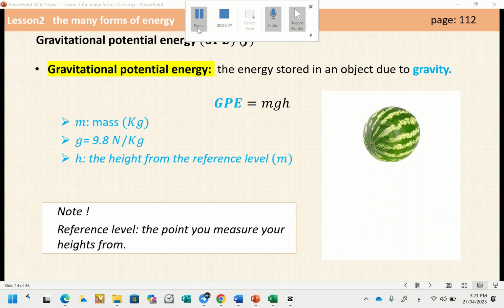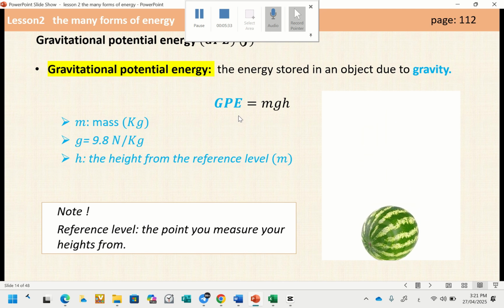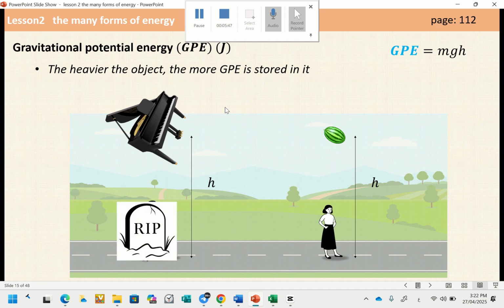So, what does the gravitational potential energy stored in the object depend on? According to the equation mgh, you can see that the gravitational potential energy depends on two factors, or three factors, but as long as we are on Earth, it's just two factors. The first factor is the mass. You can see the bigger the mass, the more gravitational potential energy the object stores. So, the gravitational potential energy stored in a piano would be much higher than that stored in a watermelon if they are lifted to the same height. That's because the piano has a bigger mass.